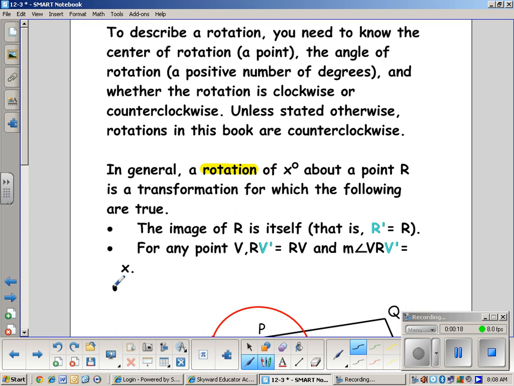Statement here that says the orientation is the same.